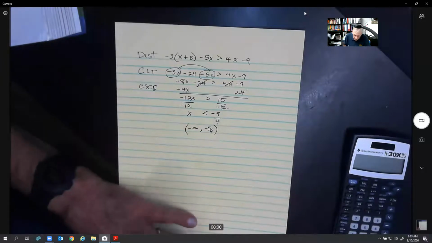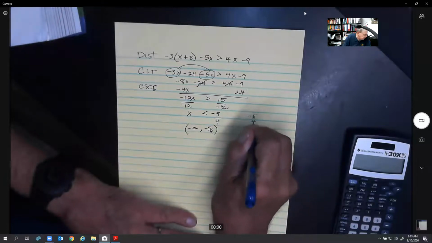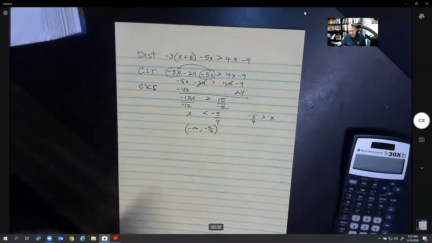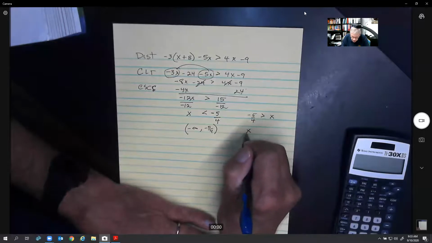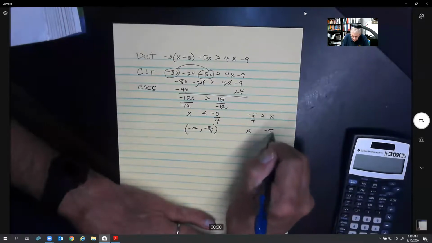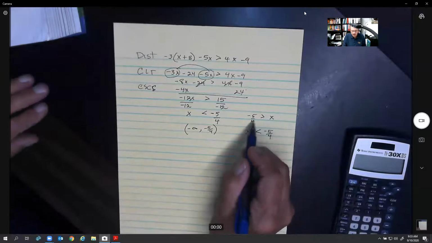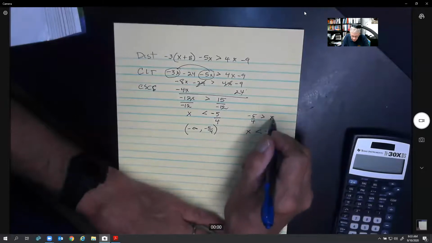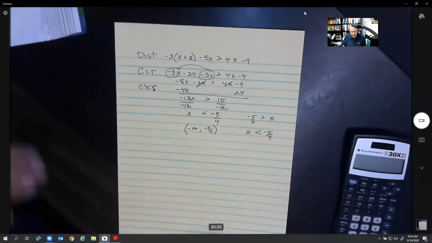Another thing you have to remember, if this was switched around, maybe we had negative 5/4 here and greater than here, say x. If this happens and I want to put the x over on the left-hand side, I'm going to switch sides, and I'm going to switch the sign. It's like saying negative 5/4 is greater than negative 2. So negative 2 now is going to be less than negative 5/4.